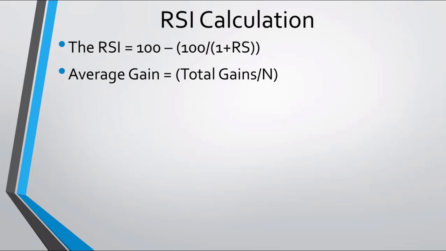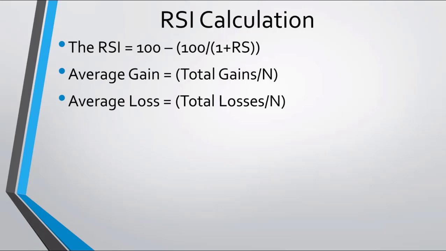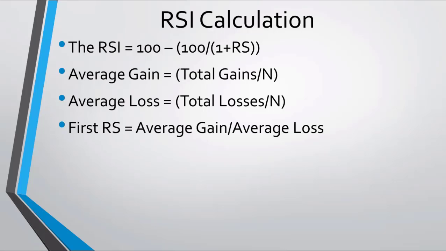Before we get to that, we have to determine how to derive the relative strength, which is derived from the average gain, which is the total gains divided by the n number of periods. So if it was a 14-period indicator, it'd be 14. If it was 5, it'd be 5. You're going to do the same thing for the average losses, the total losses over those periods.